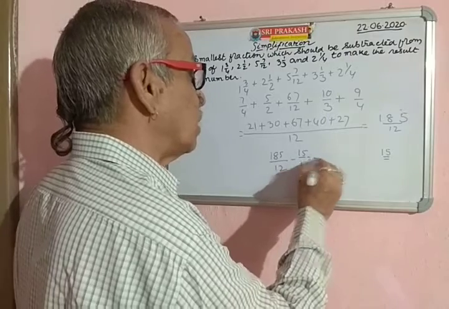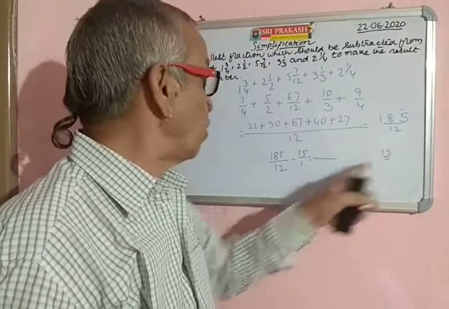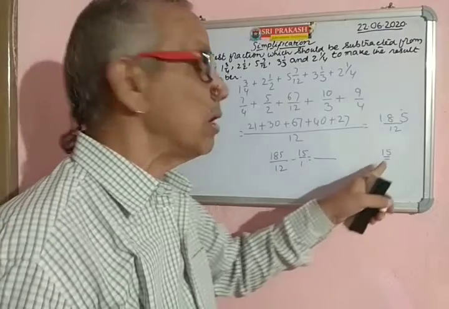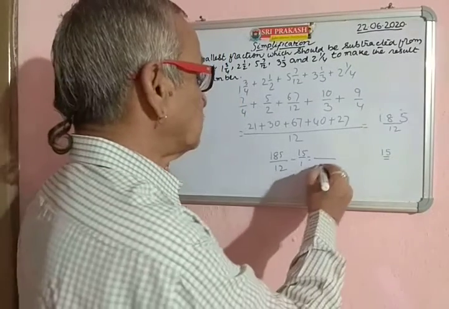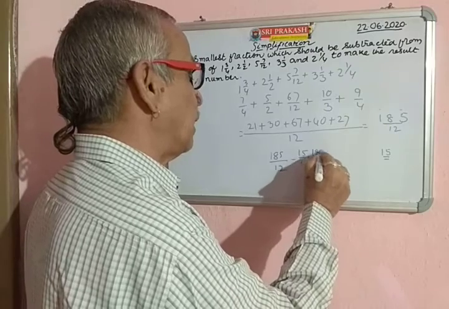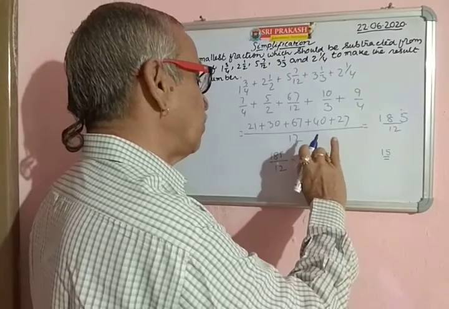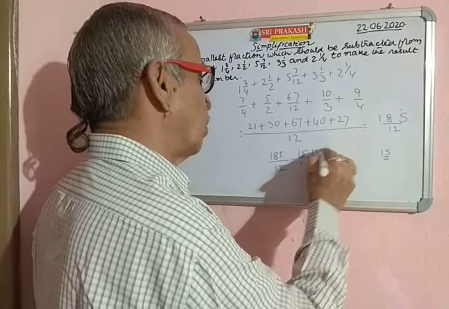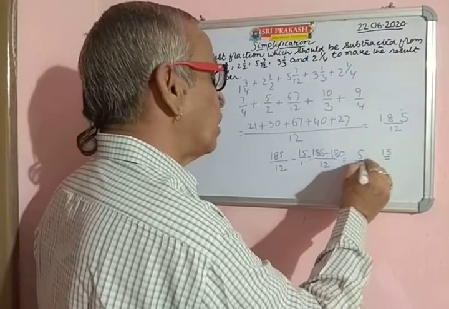I think you understood the logic here. The nearest whole number for this fraction is 15. We checked this one. Clear? And same is 12. 180 minus 15 times 12, this is 185. 15 times 12 is 180. That is 5 by 12.